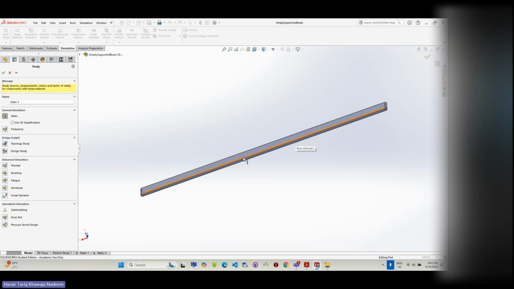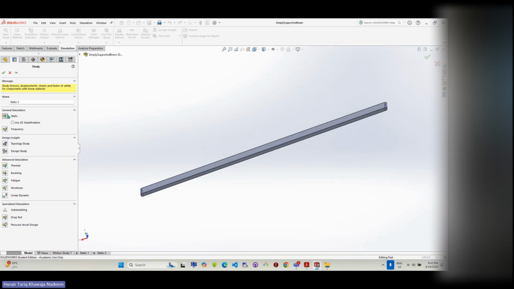Buckle means they become circular in shape. You can do fatigue analysis, non-linear, even linear dynamic loading as well. This is drop testing. You hit it with something and then see what is going to be the impact. Then pressure vessel design. These pressure vessels are used a lot.